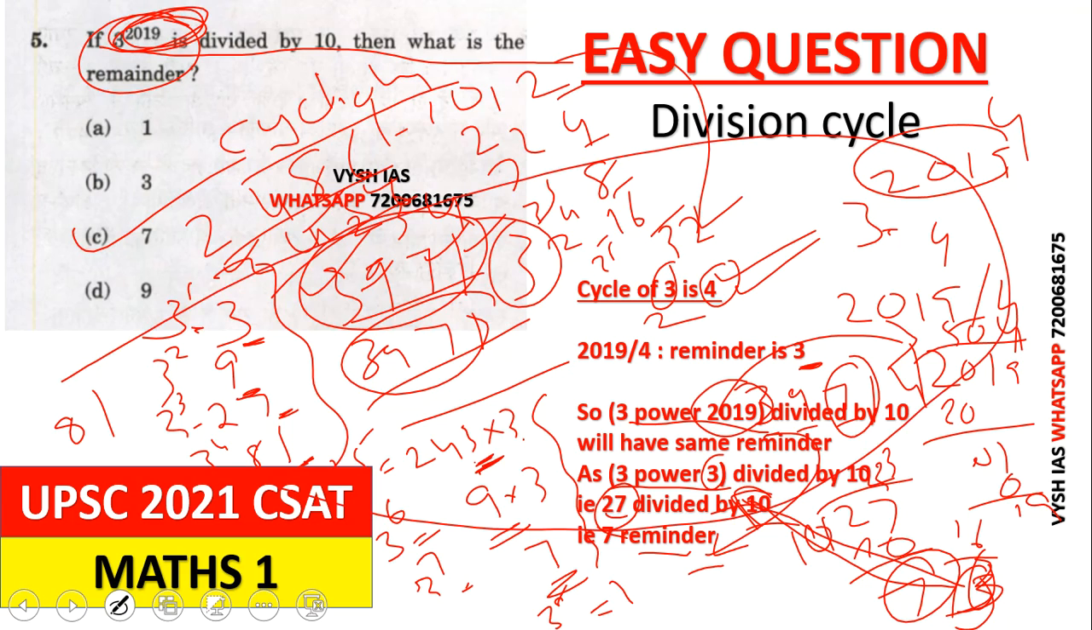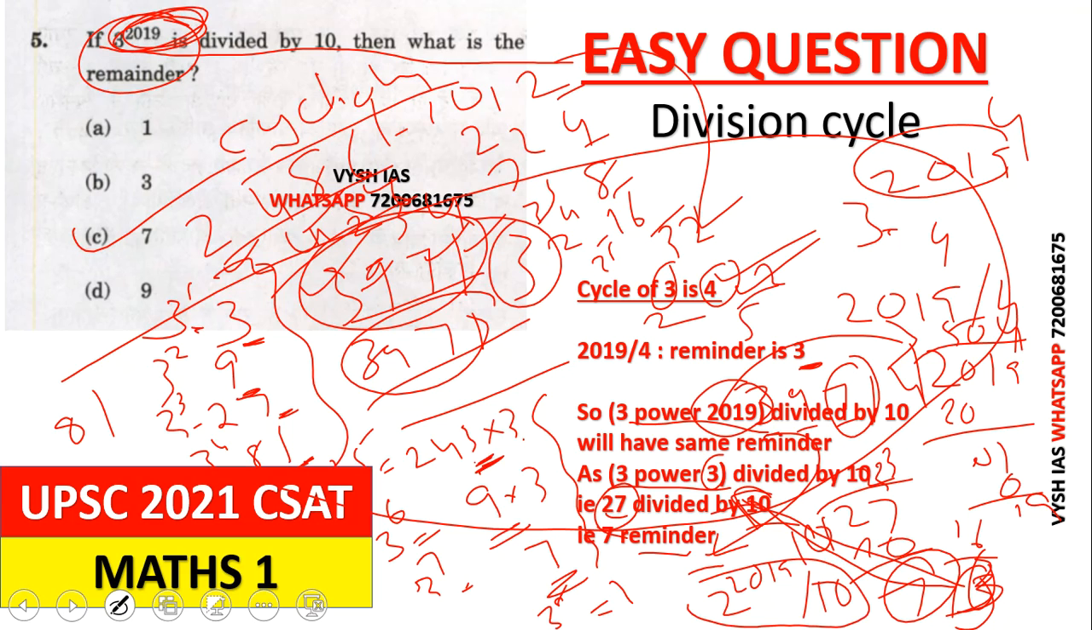But now since you understood the trick, at home, try the example 2 raised to 2019 divided by 10. Tell in the comment section: what is the remainder?